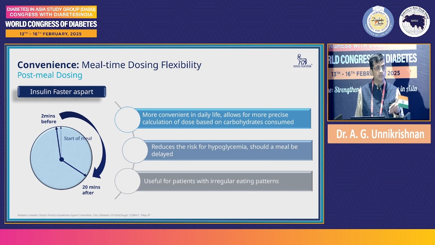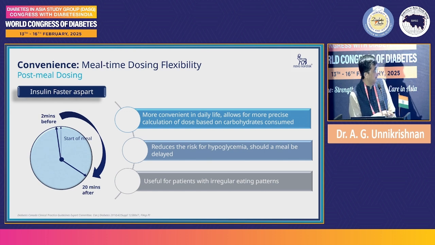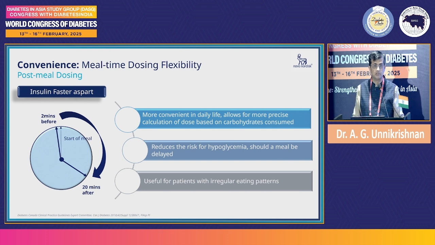Now the patient has reached the room. Okay, if it is within 20 minutes, you can still give a dose of aspart. So that is the advantage of that, and you can titrate accordingly. It doesn't become a correction bolus, it becomes a meal bolus. And therefore, it can also reduce the risk of hypoglycemia if the meal is delayed. And it's also useful for patients with irregular eating patterns. Sometimes you don't know if your renal failure patient is going to eat lunch today or not.